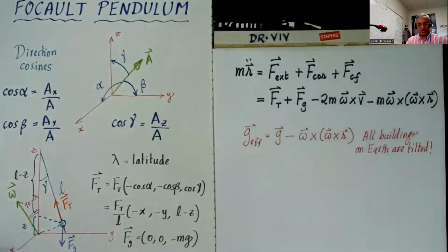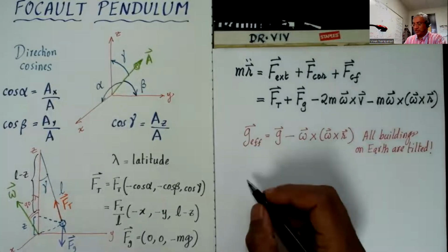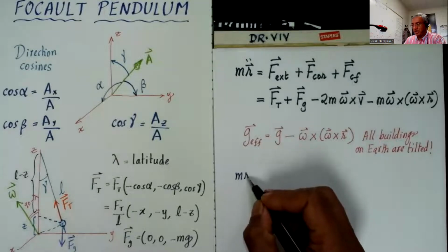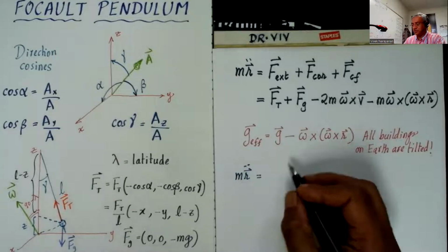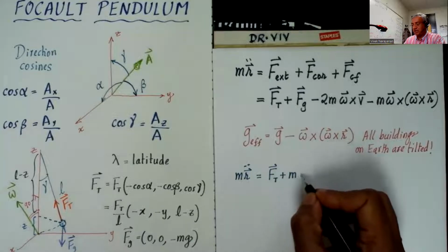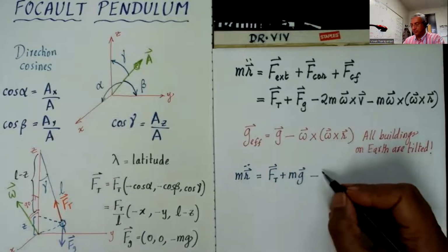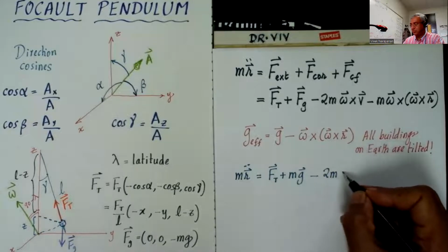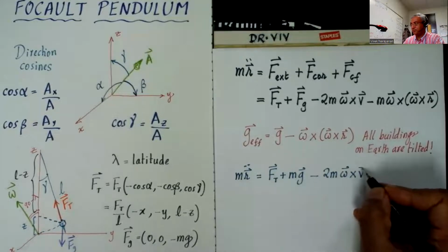So ignoring that term, I get my more simplified equation, m r double dot is equal to Ft plus mg minus just the Coriolis term, 2m omega cross v.